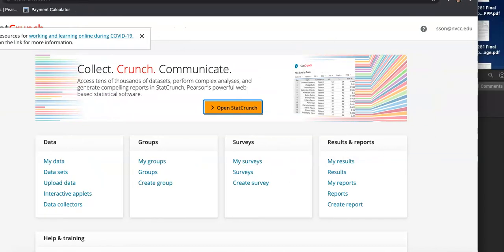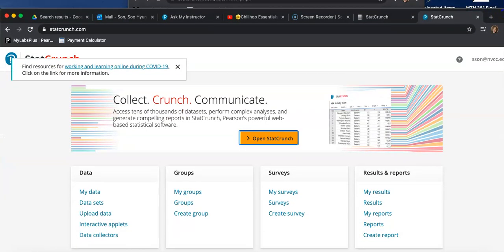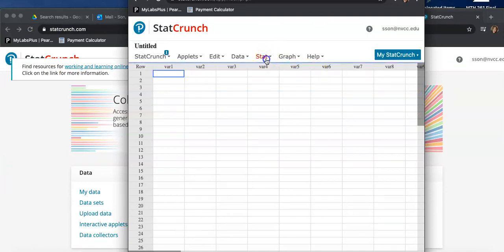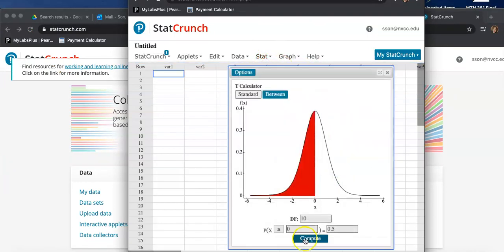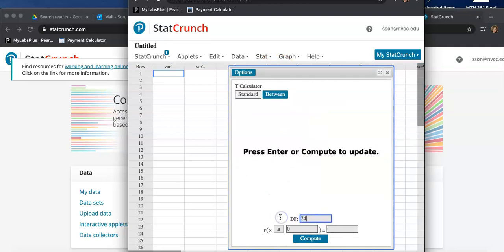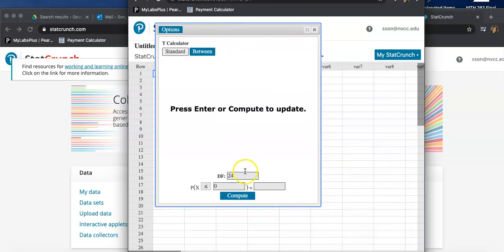So on StatCrunch, what I did was I actually used the T calculator. Go to Stat, T calculator, and then we typed degrees of freedom. You have to know that as the sample size minus 1, so we got that, 24. And we can do the same one. We can do greater than 0.005.